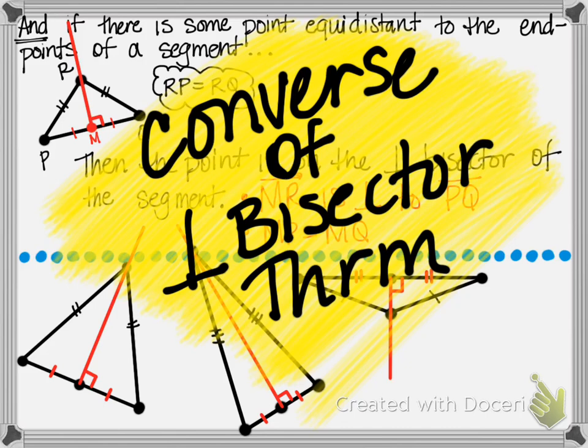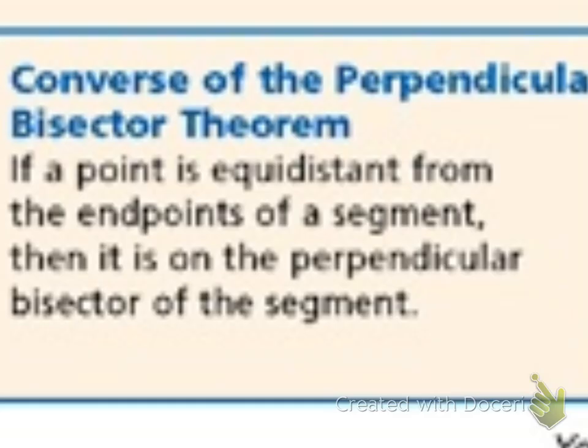This is known as the converse of the perpendicular bisector theorem. In our textbook it states that if a point is equidistant from the endpoints of a segment, then it must be on the perpendicular bisector of the segment.